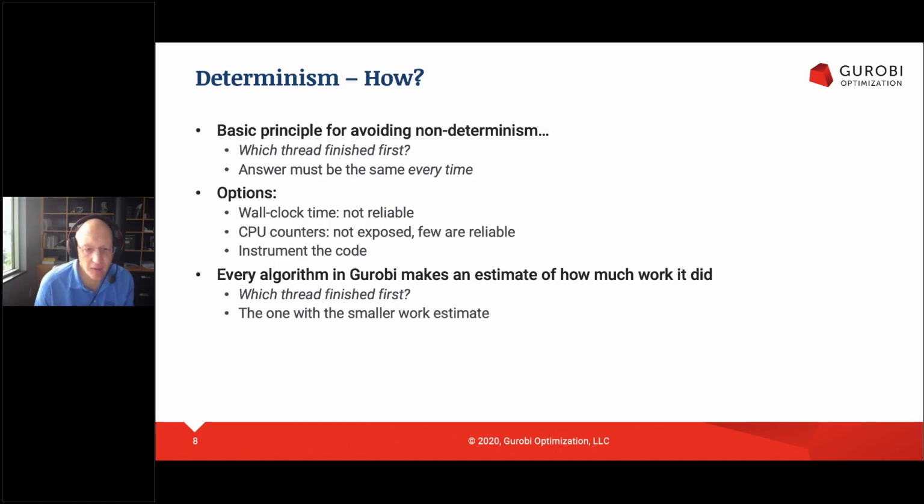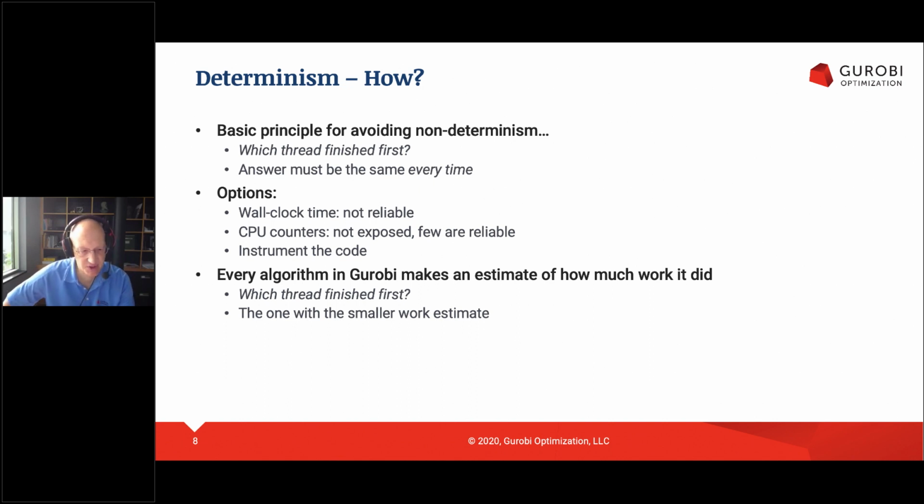So when it comes to actually achieving determinism, it's not so simple. The basic principle for avoiding non-determinism is, if you've got multiple threads doing something and the first one that finishes, you're going to use that result, you have to answer the question, which one finished first? And if you want determinism, what that means is that the answer of which one finished first has to be the same every single time you run it.